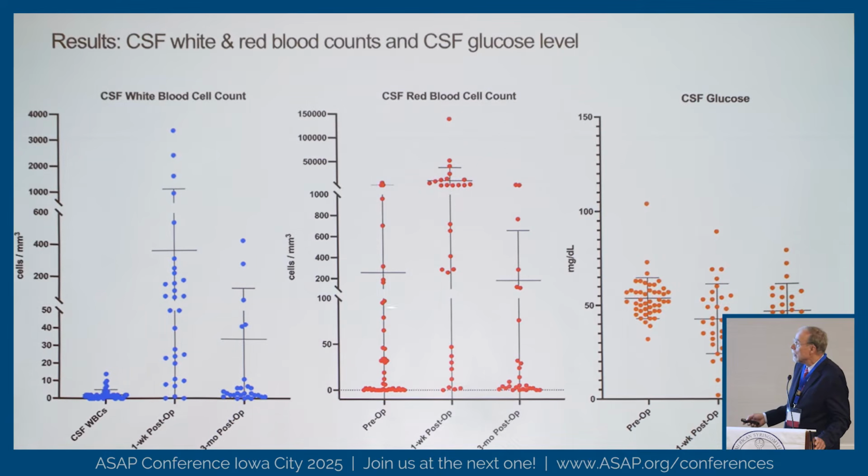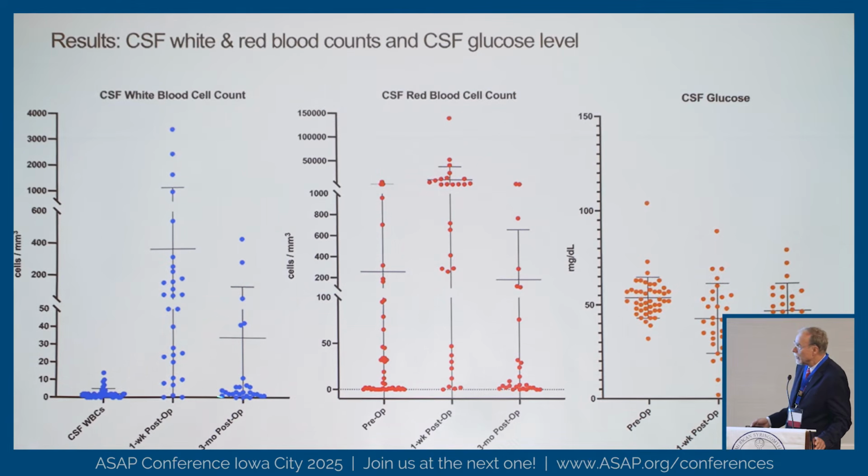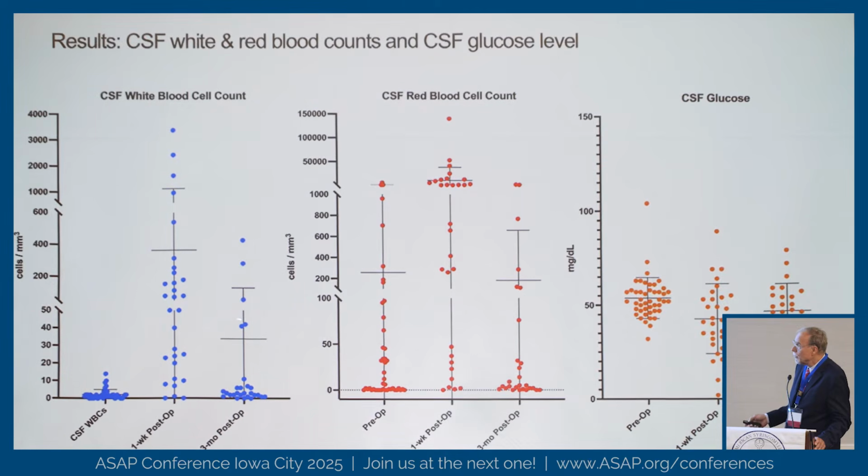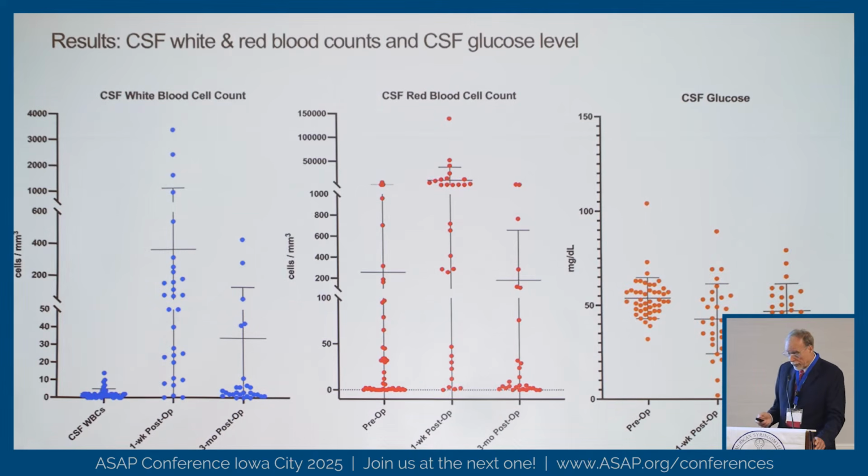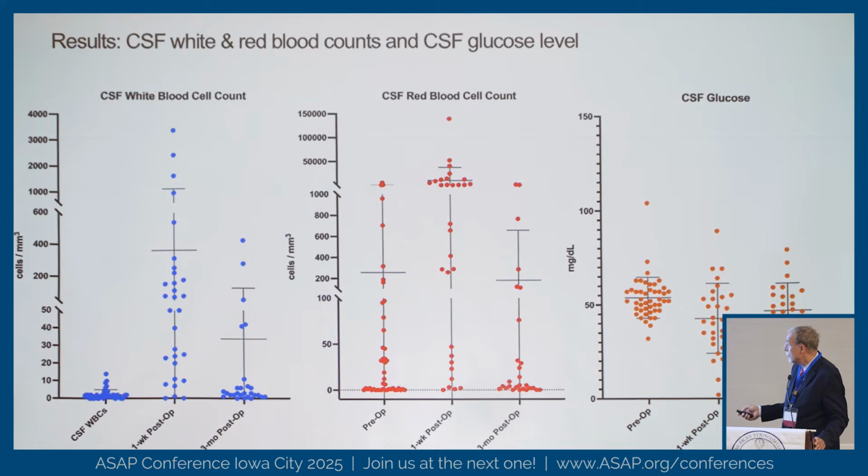And then after surgery, in most patients the inflammation has waned by 3 months, but there are a few stragglers that still have inflammation and a few people who still have some bleeding that's going on, surprisingly, in the subarachnoid space. And the glucose levels were essentially the same, although it dropped a little bit the week after surgery.